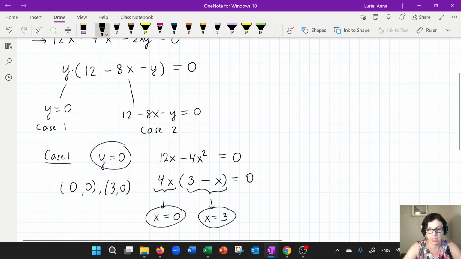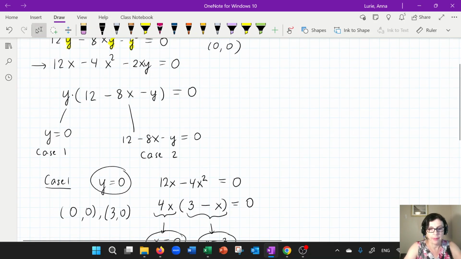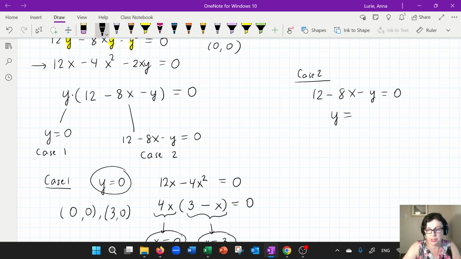So here for case 2, I am going to have 12 minus 8x minus y equals 0. That tells me that y, if I solve this for y, I'm going to do this by substitution. If I add y to both sides, I get y equals 12 minus 8x. So I'm going to plug that into the second equation. So this is 12x minus 4x squared minus 2x multiplied by (12 minus 8x), and that equals 0.